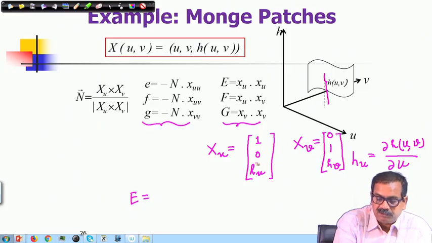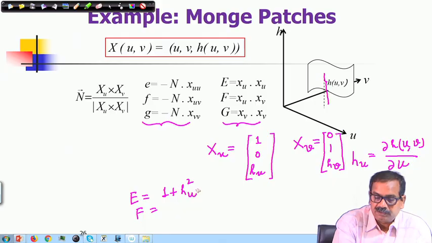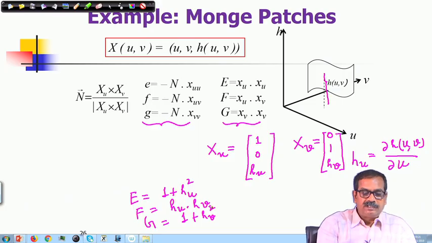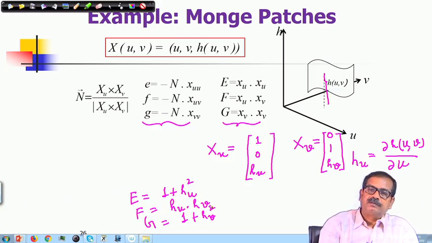E is x_u dot x_u, which will give you 1 plus h_u squared. Then F is x_u dot x_v, which will give me h_u times h_v, and G is x_v dot x_v, that magnitude itself, it is 1 plus h_v squared. So, this is about the elements of the first fundamental form. What about the elements of the second fundamental form?